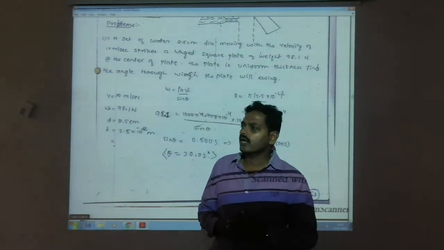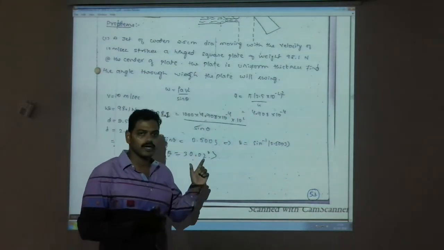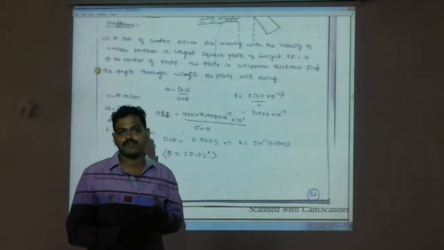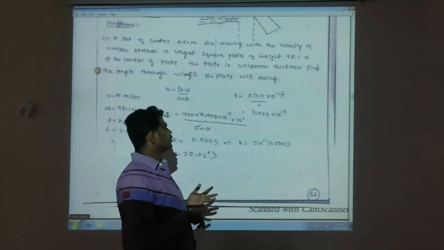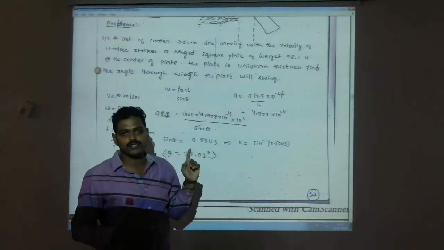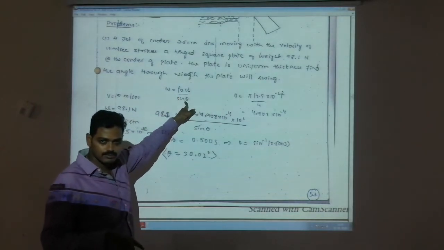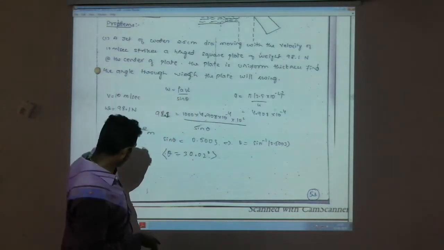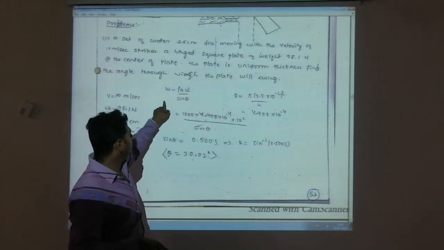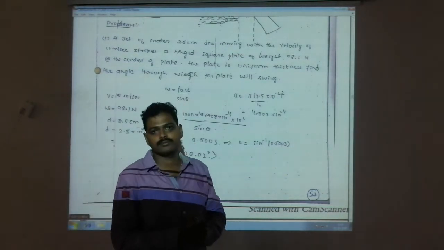So we know that W is equal to rho a v square by sin theta for a hinged plate. W we have to find as well as rho, we know the fluid is water, and the diameter is given, velocity v is given, theta we should find out. W is also given, 98.1 Newton. So the unknown is only theta. Just substitute here, W is equal to rho a v square by sin theta. But before that, you should convert all the parameters to SI units. Then you can substitute, and then theta will be 30.02 degree.